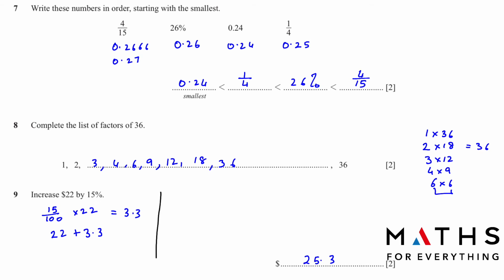So if you are increasing, you will do 100 plus 15 divided by 100 and multiply it with your original answer. In this case, you will get 25.3 directly. This is not very difficult. 100 plus 15 over 100, what will that be? It will just be 1.15. So 22 multiplied by 1.15 is 25.3.